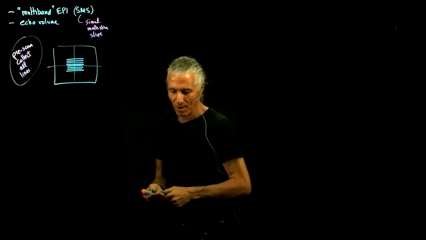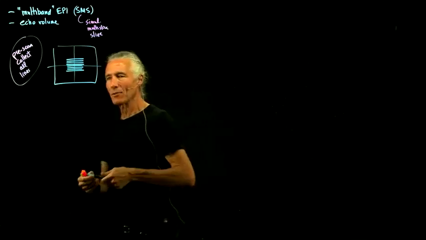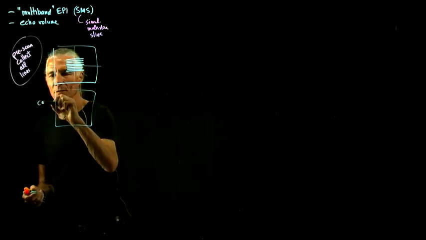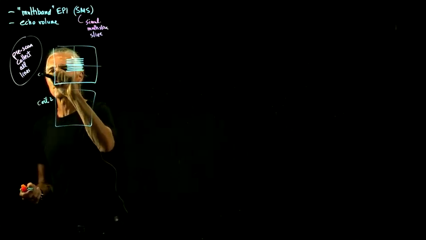And then you do the same thing for multiple coils. So there's a second coil here. So here's coil 2. Here's coil 1.